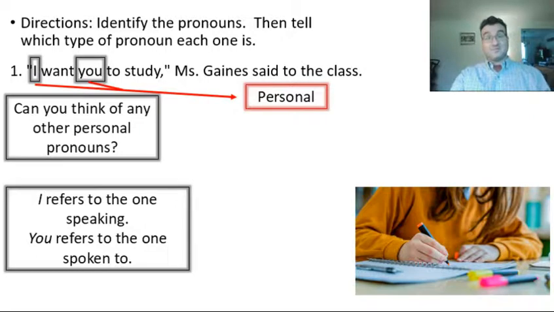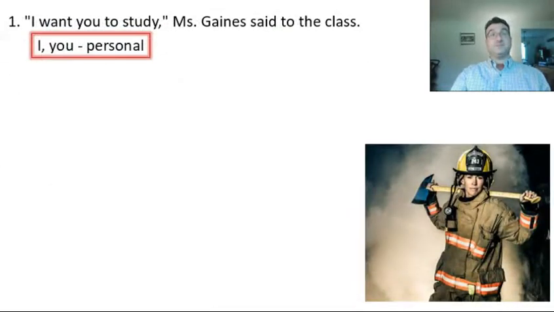Can you think of any other personal pronouns? It might help with some of the other problems and examples we're going to go through. So there's number one. I and you were personal.